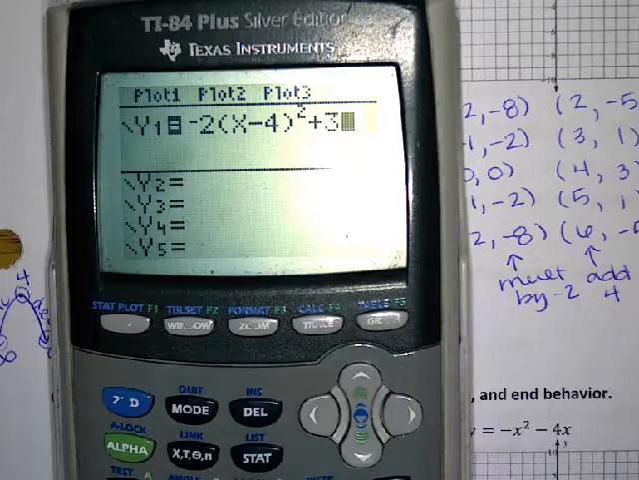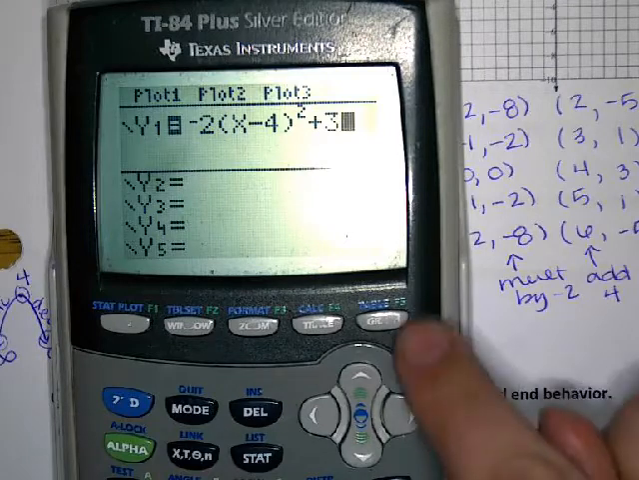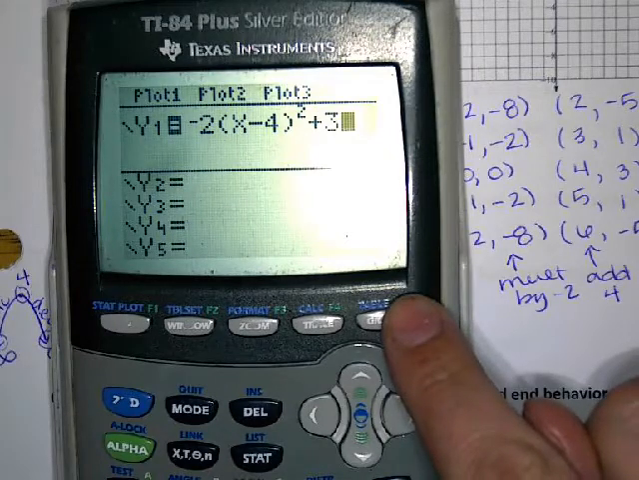Press graph. Did you finish typing it in? Yeah. Once you have it typed, you can go ahead and press graph, and then it should look the same as what we drew. And then press second trace, option number 2, which is zeros.